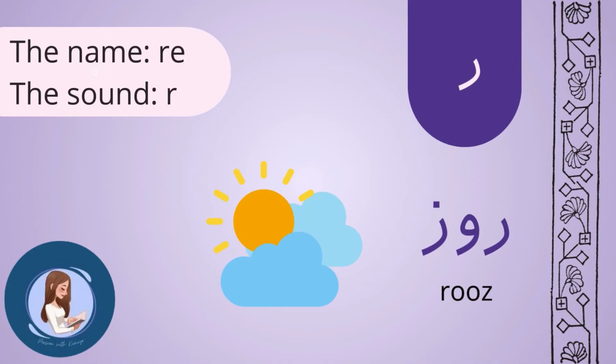Okay. The next letter is re. The name is re. The sound is r. Like the word ruse. Ruse means they. See the differences between re and ze? The ze one has one dot, but re doesn't have any dot.